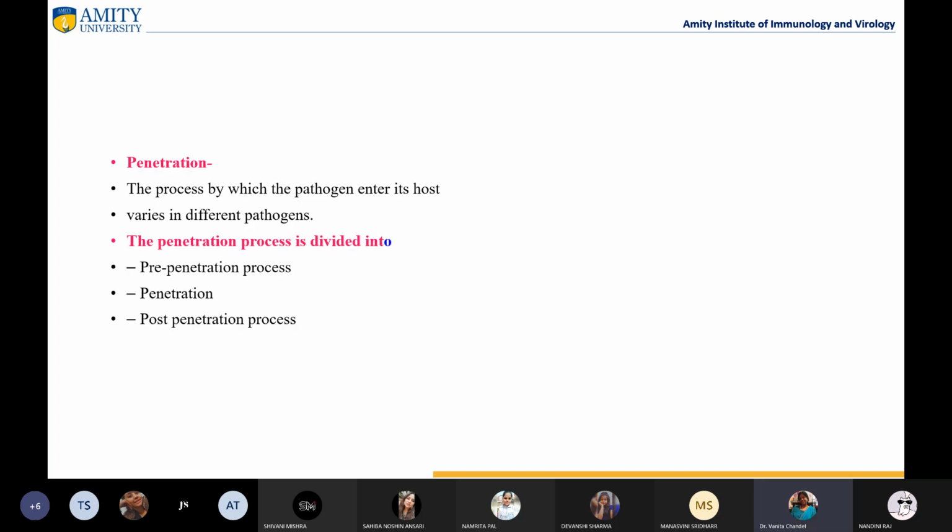Okay, then penetration means the process by which pathogens enter the host. Again, it is divided into the pre-penetration process, penetration, and the post-penetration process. So there are 3 different steps. Pre-penetration: what are the changes which take place at that time? Then penetration, and what are the post-penetration processes, what happens after the penetration is done.